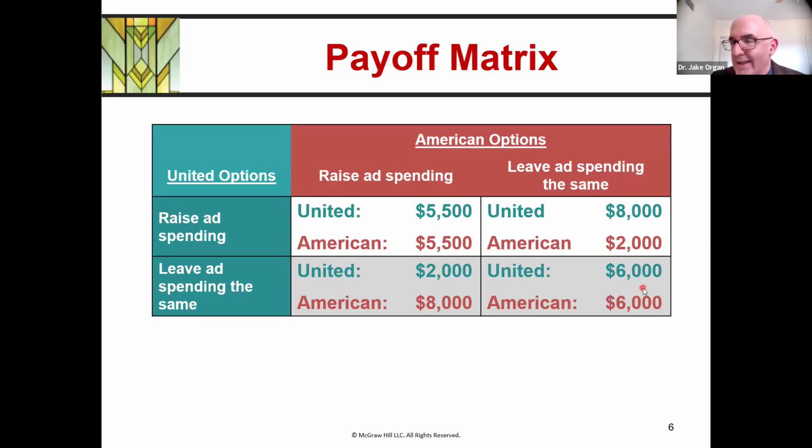Now, if United raise ad spending, ultimately American will probably raise ad spending. So why, when you're making 6,000, would you move to a place where you're making 5,500? The problem is this temptation, because United are probably thinking, okay, we're making 6,000 here, but if we raise ad spending, United will make 8,000. They'll see some of the business, and let's say American leaves the ad spending the same. That will be 2,000. They'll be making $2,000, so there'll be all this extra money to be taken.